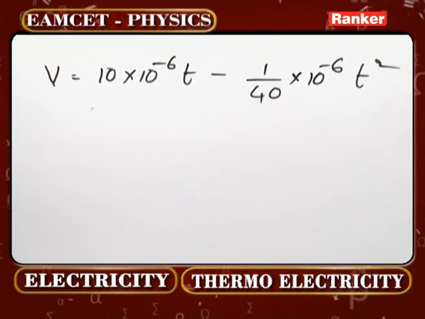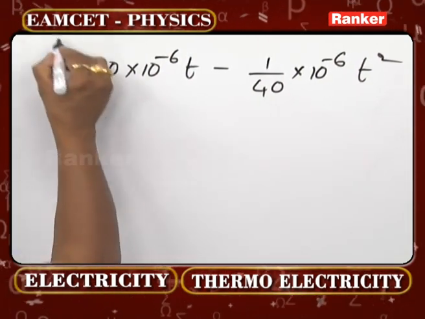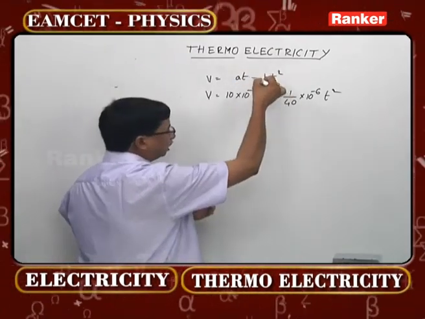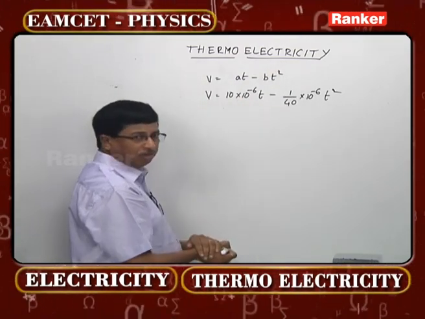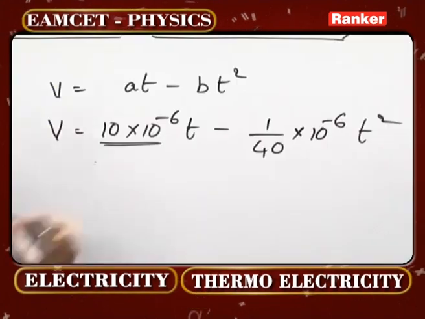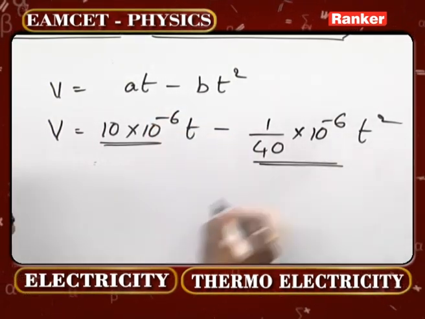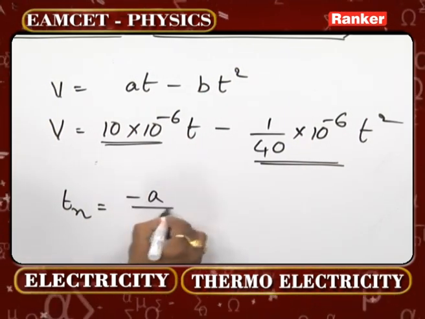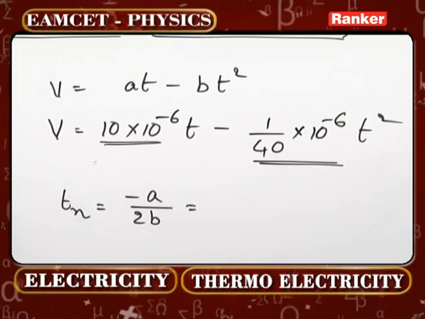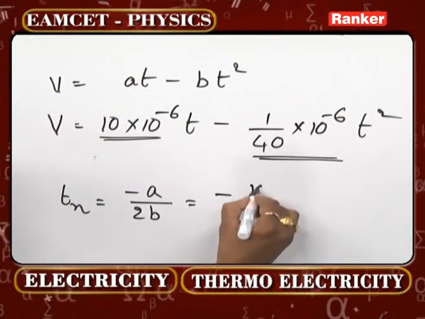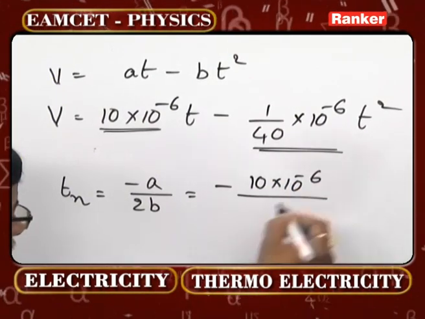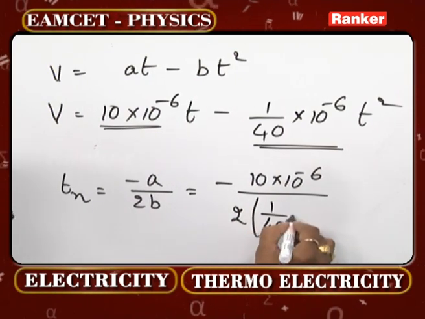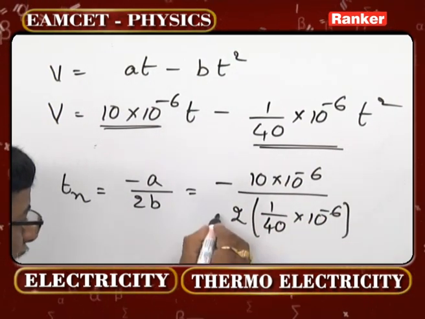What are the values we want? First neutral temperature we want. You can directly write this V is equal to AT minus BT square, like you can compare. This is the known equation, this is the given equation. So here A must be this one here, here B must be this one here. So what will be the neutral temperature? It's minus A by 2B. That is the formula officially. So minus A means 10 into 10 power minus 6 by, what is B? 2 times B, 1 by 40 into 10 power minus 6 with a negative sign.